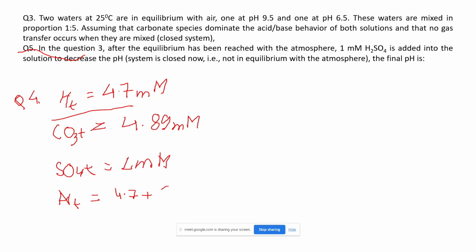So 4.7 plus 2, because each mole of H2SO4 will give us 2 moles of hydrogen ion, so it will be 4 plus 2, 6.7 millimolars. Now we have to find out the pH of this system, which has this much of carbonate, this much of sulfate, and this much of H total, and assuming that the system is closed, we have to find out the pH.